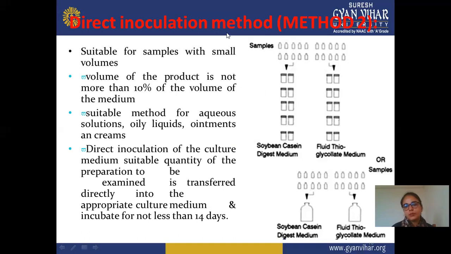And this is a sample that we are taking for performing this test for parenterals. Out of these samples, we divide into two parts. In one half is this sample, and the second half is this sample, 10 times each sample. These 10 samples you store in a soybean casein digest medium, and these 10 samples you store in a fluid thioglycolate medium.